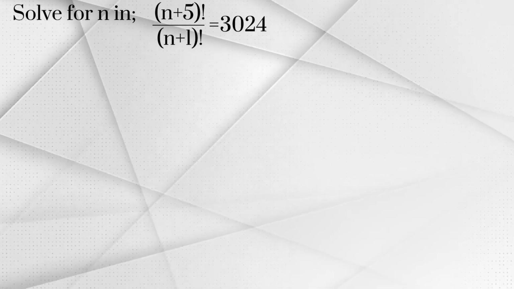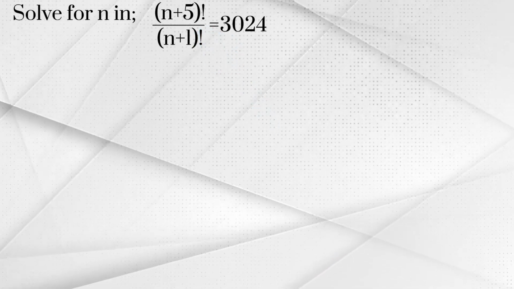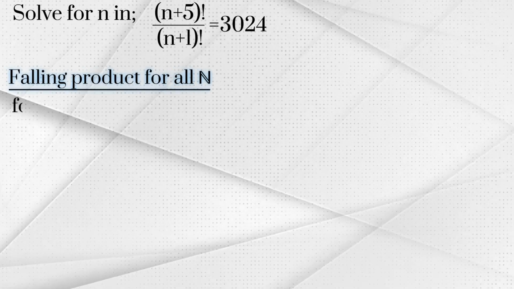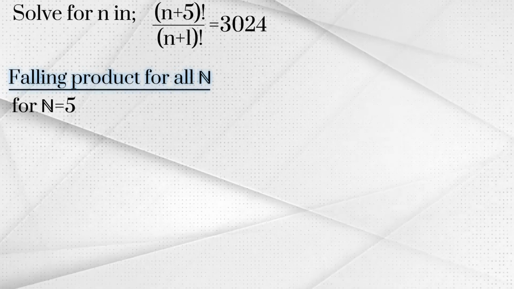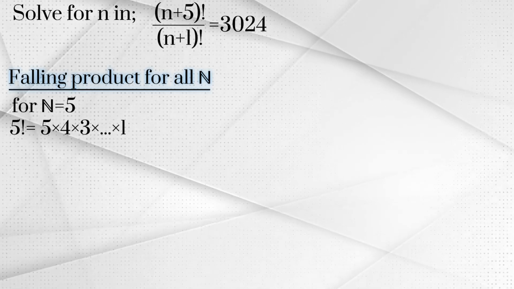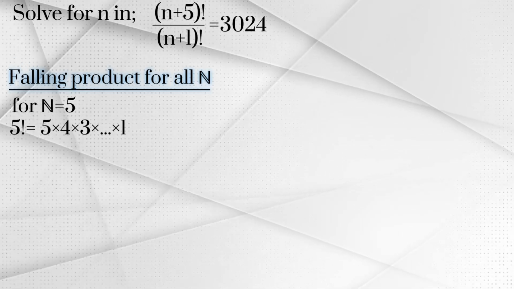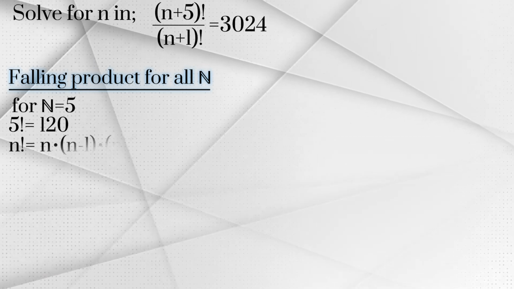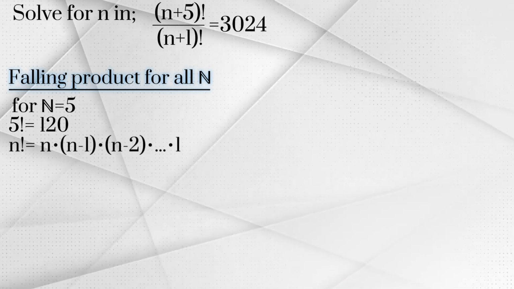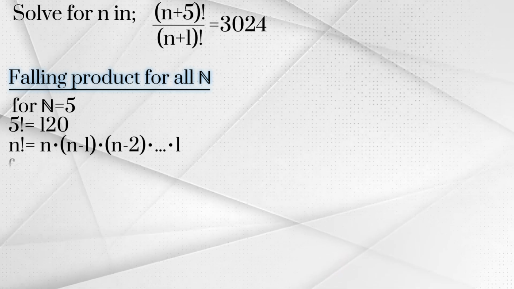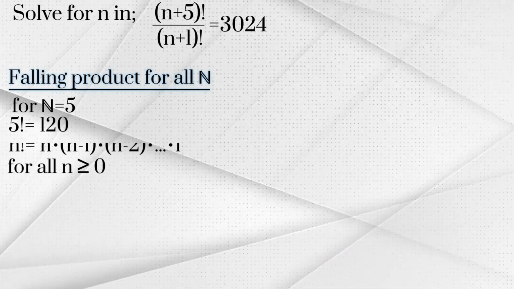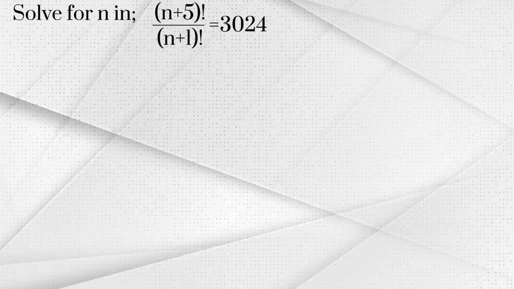Now for those of you who don't know factorials, this exclamation mark is a factorial and it represents the product of any natural number. Take for example a natural number 5. Now 5 factorial would be 5 times 4 times 3 all the way to 1, in simple terms, 120. Generally speaking, this is written as n factorial equals n times (n-1) times (n-2) all the way to 1 for all n greater than or equal to 0, basically natural numbers. Now, back to our question.